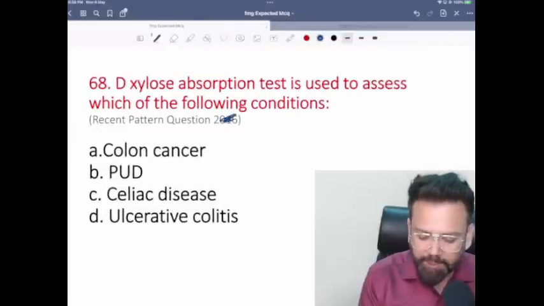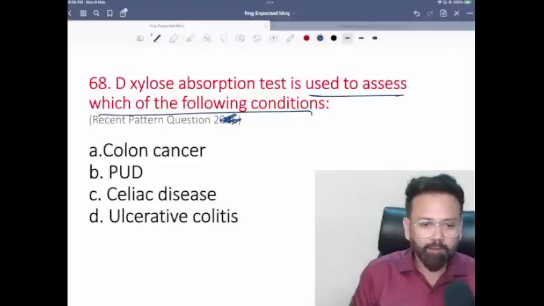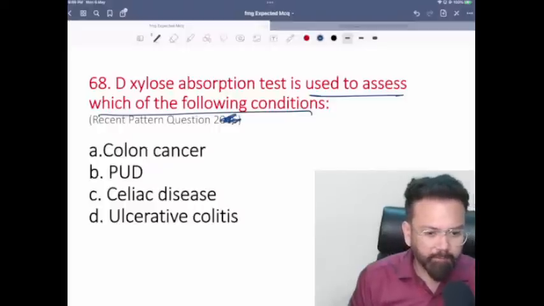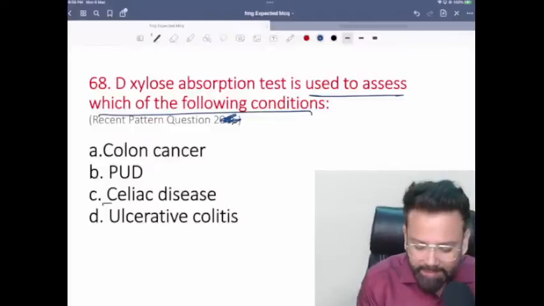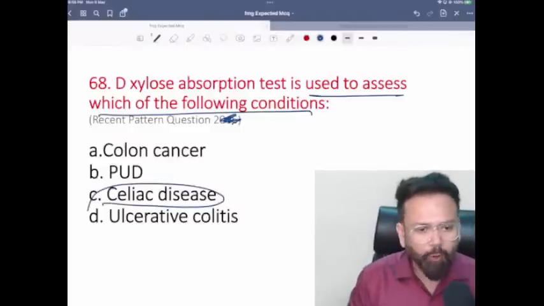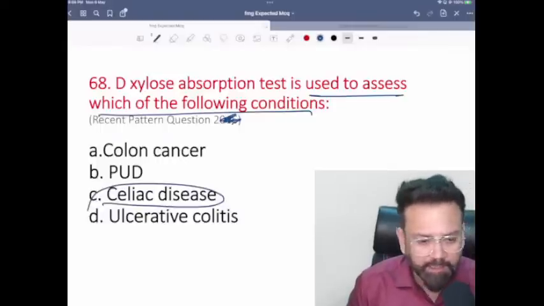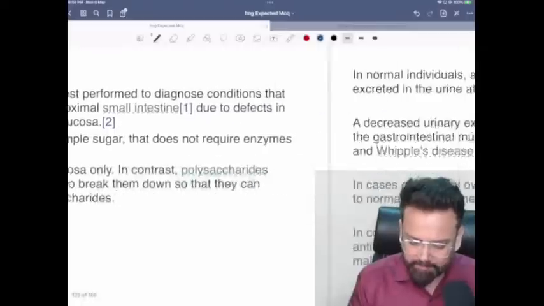D-xylose absorption test is used to assess which of the following? It is a monosaccharide which should be absorbed. It is for malabsorption, like celiac disease. But now we have antibody test, so now we are not using this test. But for historical importance, they are asking this question, and answer is malabsorption due to celiac disease.